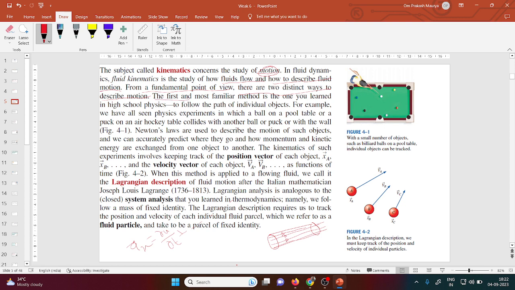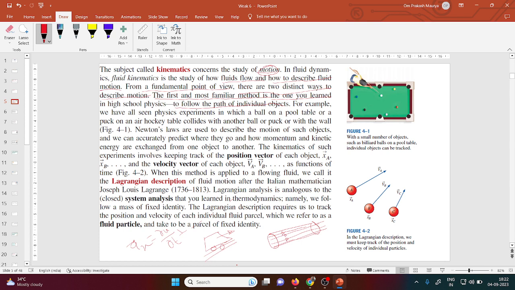The first and most familiar method, and you can take a screenshot also before I sketch with my pen, is the one you learned from high school or your previous physics concepts: to follow the path of an individual object. Let's say here a car is moving in this direction, that is the road. So what is written here? You learn to follow the path of an individual object. Let's say this one is object 1.